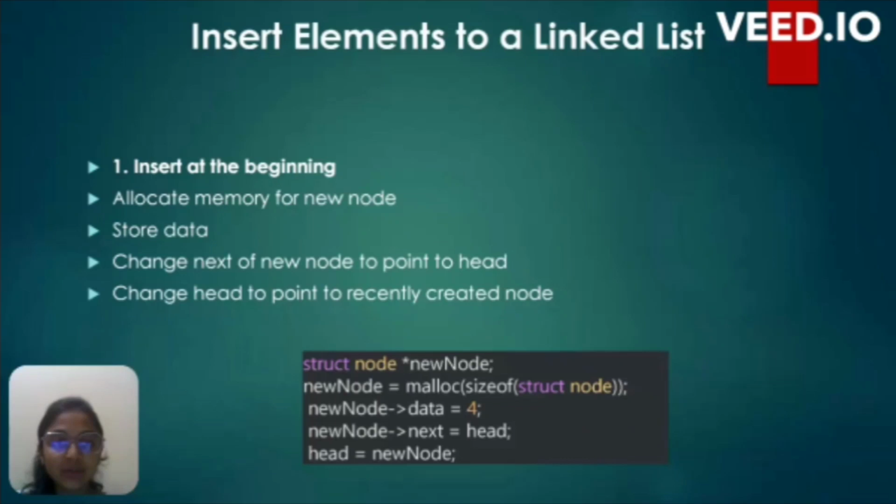Insert elements to a linked list. Insert at the beginning: allocate memory for the new node, store data, change next of the new node to point to head, and change head to point to the recently created node. Here is the program for insert at the beginning.